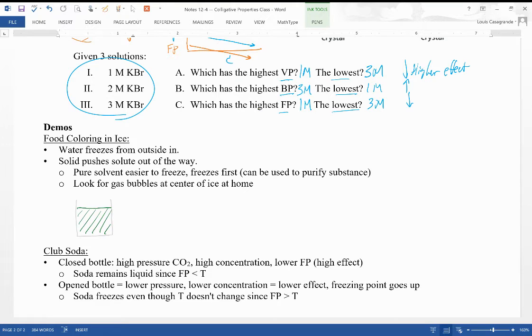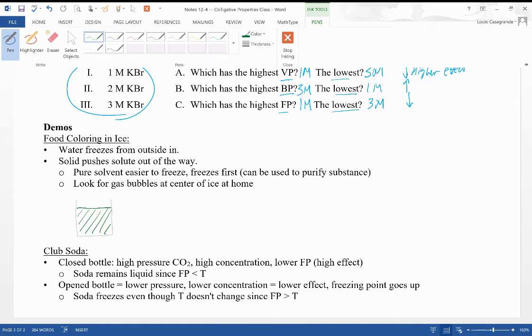If you've ever looked at an ice cube tray, maybe you've noticed that there are bubbles in the middle. Where did those bubbles come from? Why are there bubbles in the middle of the ice? And think about the freezing: it is going to happen from the outside in. Okay, that's the first demonstration, and I'll let you think about that for a few moments.